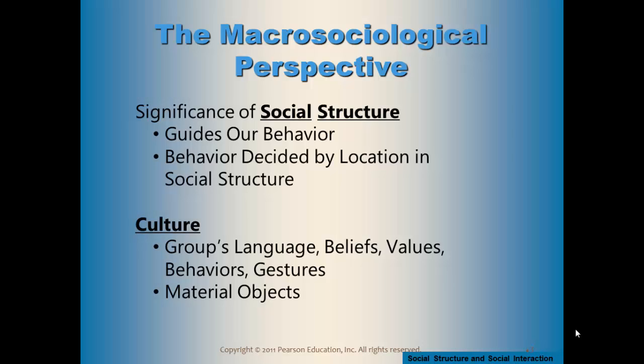Another very important feature of social structure: if you remember from our chapter 1 talk, we talked about social location and how sociologists look at where we're located in the many different corners of our existence. One of the things you'll notice about social structure is that our behavior is decided by our location in the social structure.